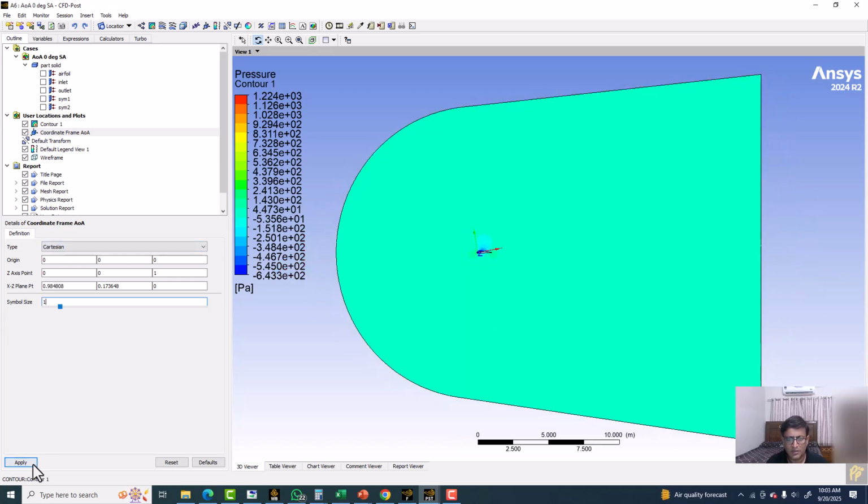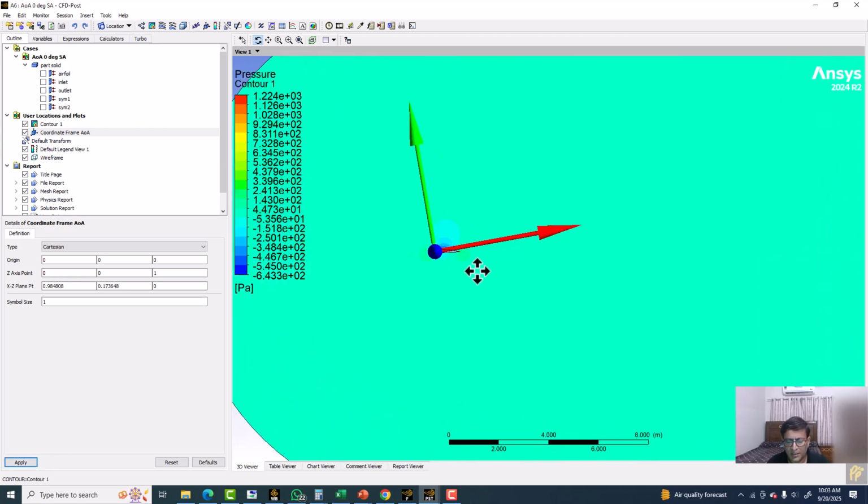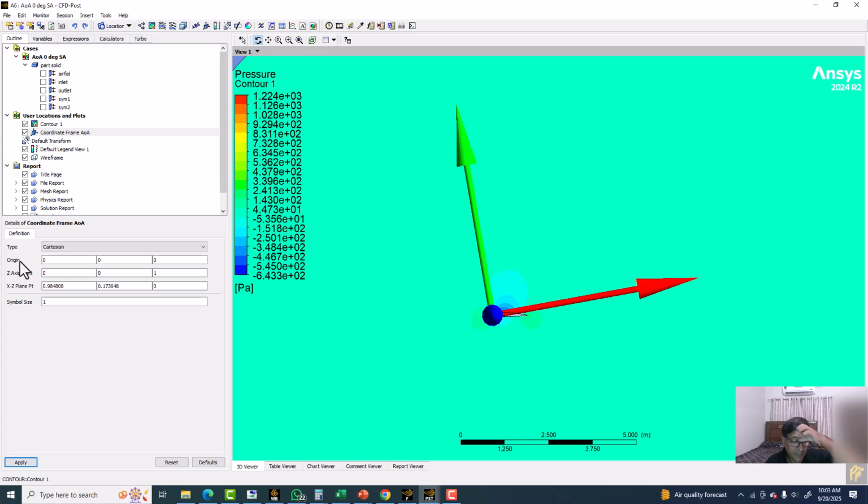Okay, if we increase the size of our symbol, so this is now 10 degrees angle of attack. And this is the procedure to get the drag and lift coefficient in the CFD post. Secondly, the benefit is that once you are done with the hard work, then whatever values you put in the table, you run the new case with the new angle of attack, just change the coordinates here, and the data will be directly given to you in the table.